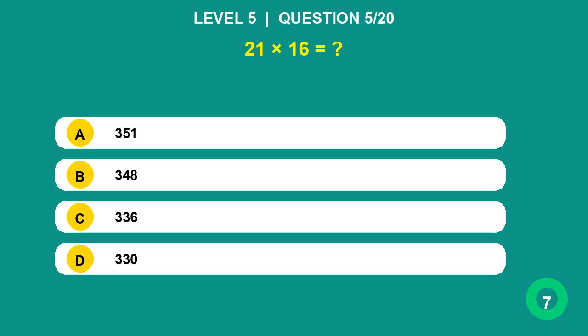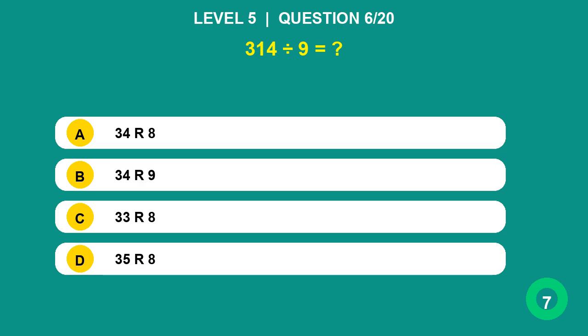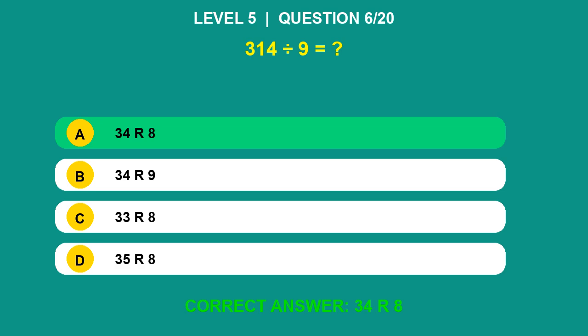Question 5. 21 times 16 equals? The correct answer is 336. Question 6. 314 divided by 9 equals? The correct answer is 34/8.